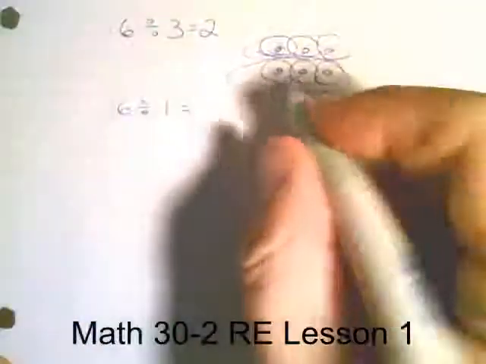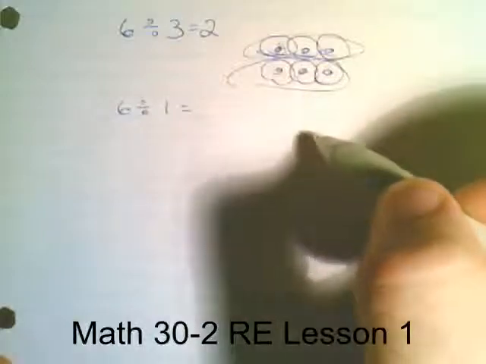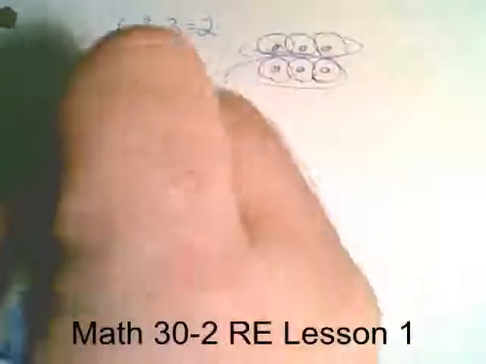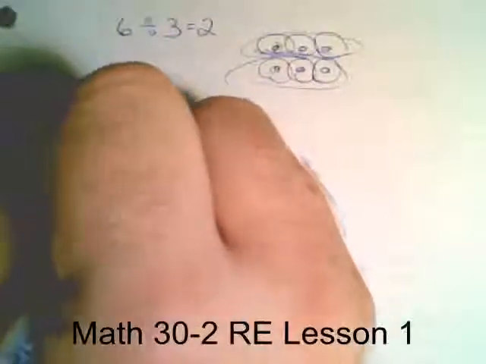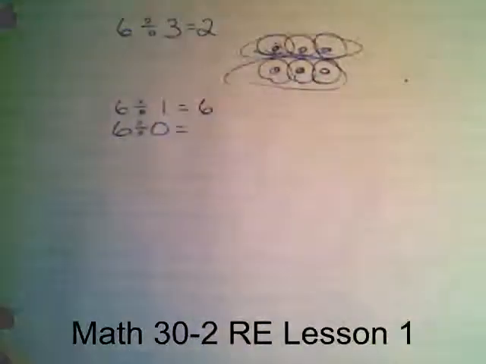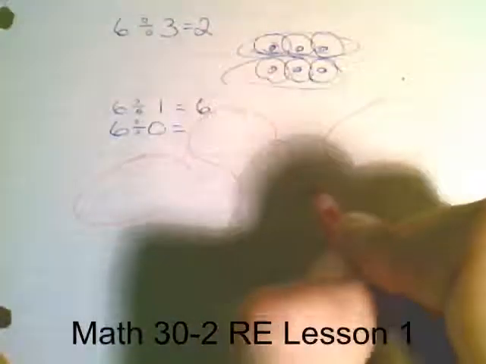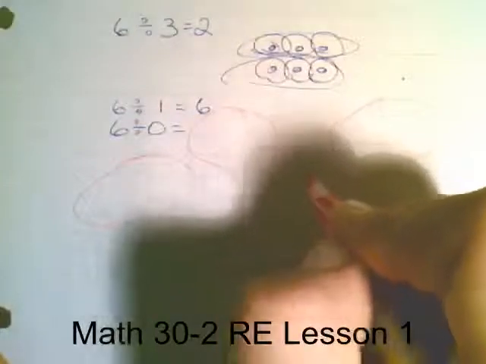If I do 6 divided by 1, how many groups of 1 can I make? Well, 6 dots. 1, 2, 3, 4, 5, 6. I know I'm using the same sketch. I can make 6 groups of 1, so I can make 6. If I do something like 6 divided by 0, now going with that same idea, I've got 6 dots, and I'll redo, there they are right there. How many groups of 0 can I make?